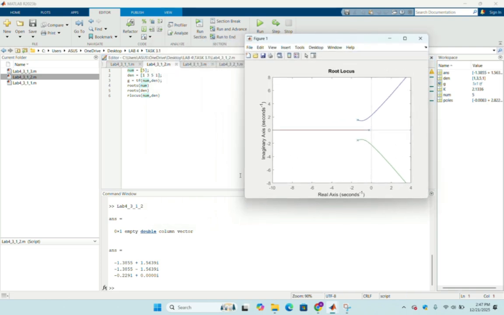So my answer is an empty matrix 0 by 1 for the zeros, and for the poles: negative 1.3855 plus 1.5639j, negative 1.3855 minus 1.5639j, and the last one is negative 0.2291 plus 0.0000j.